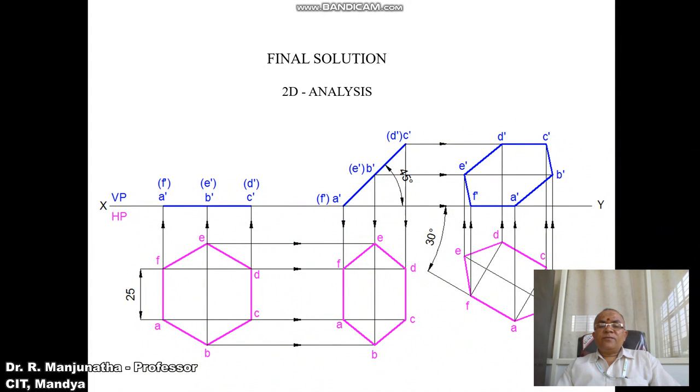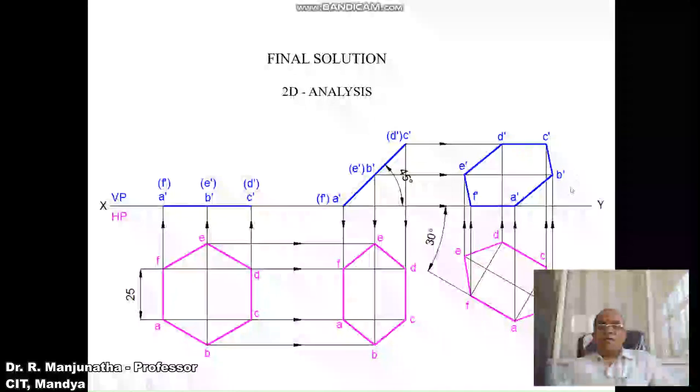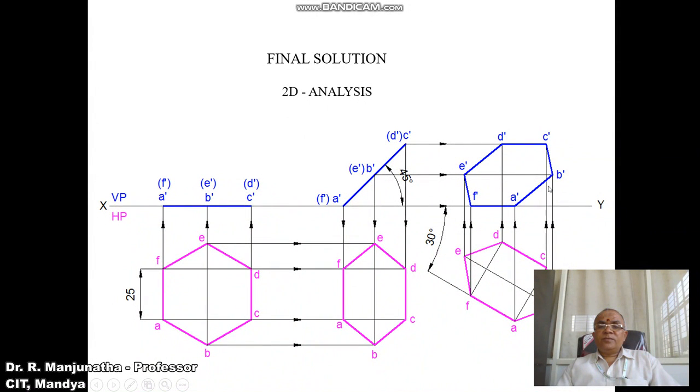Now we need to draw the front view. To draw the front view, draw a vertical projector from A and F to the XY line, as A dash F dash is on the XY line. Similarly, draw a horizontal projector from B dash and A dash, and draw a vertical projector from B and E. Both will intersect at B dash and A dash respectively. Similarly, draw a horizontal projector from C dash and D dash, and draw a vertical projector from C and D.